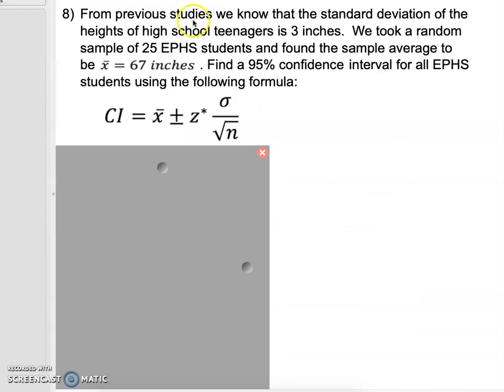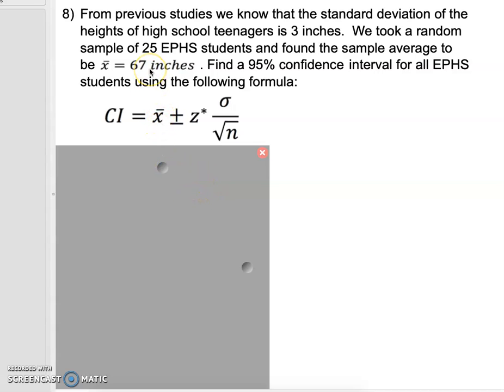Okay, from previous studies, we know the standard deviation of heights of all high school teenagers is 3 inches. Now, we took a random sample of 25 Eden Prairie High School students and found the sample average of those 25 students to be 67 inches. We're going to use a more sophisticated formula to build a confidence interval. We're going to do it at a 95% level. Okay, take a look at the formula.